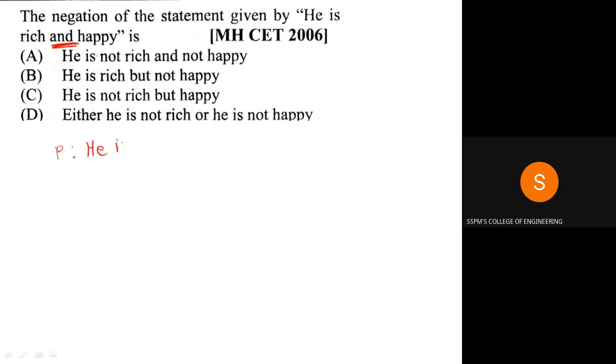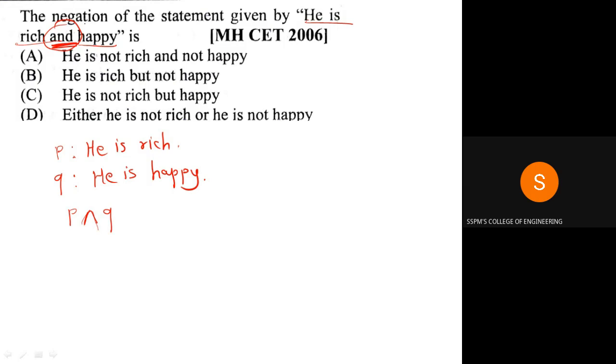He is rich is the first statement P, and Q is he is happy. What is given? He is rich and happy. So we split it as he is rich and he is happy, two statements. They are actually in the form P and Q, because of this AND operator.